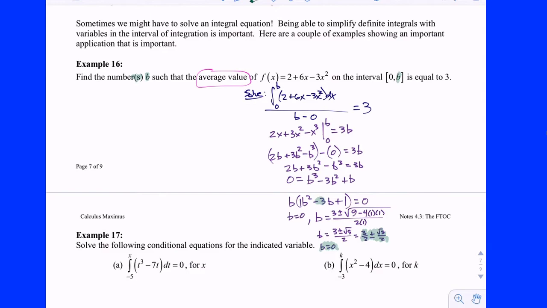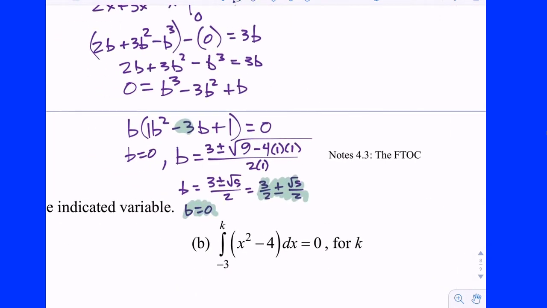Is every quadratic? What, you mean y-axis symmetry? Yeah, if you look at this, we're looking on the interval from 0 to b, and one of the numbers showed up as 0. So if we go from 0 to 0, do we technically have an interval at all? No. And so 0 actually doesn't make sense in the context of this problem, and so it's not going to be a viable solution. Okay, so that's one of them.